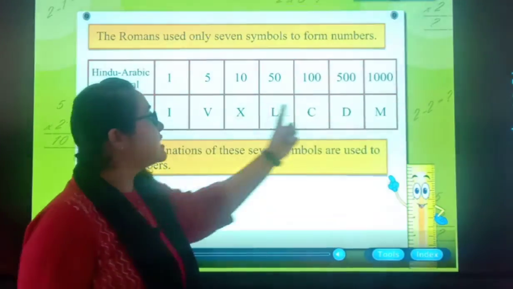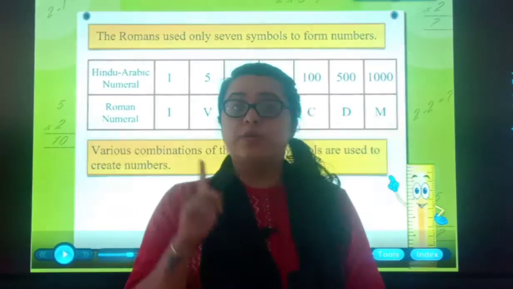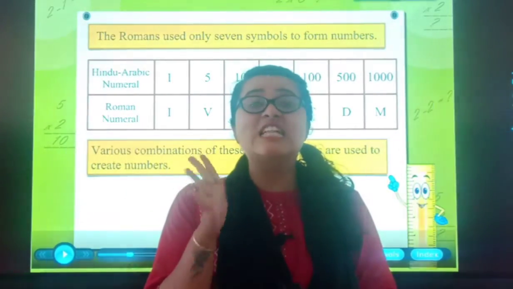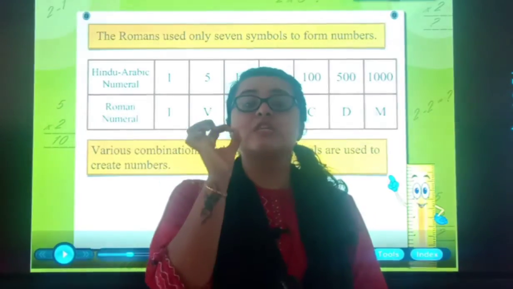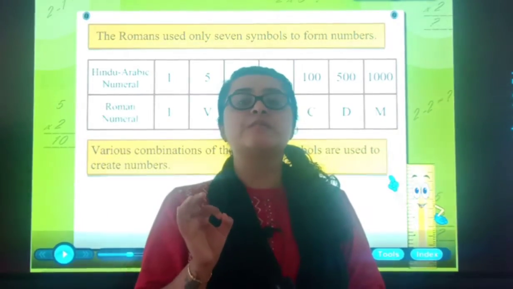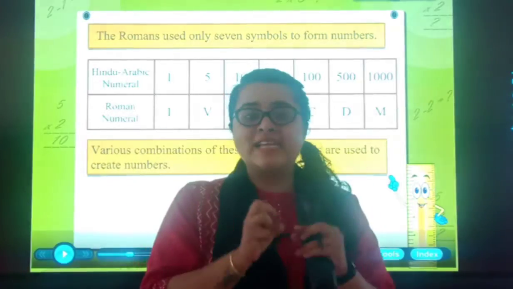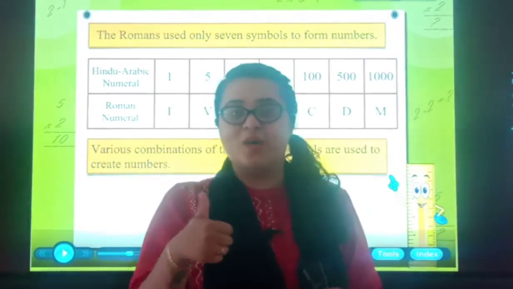मैं ये 7 सिंबल की हेल्प से ही सारे नंबर्स बनाती हूँ. But remember, in Roman numbers system there is not a single symbol for zero. रोमन नंबर सिस्टम के अंदर जीरो के लिए कोई भी सिंबल स्पेसिफिकली नहीं है. रोमन नंबर सिस्टम के अंदर we use only 7 symbols. We combine that 7 symbols and make a huge number. Okay?